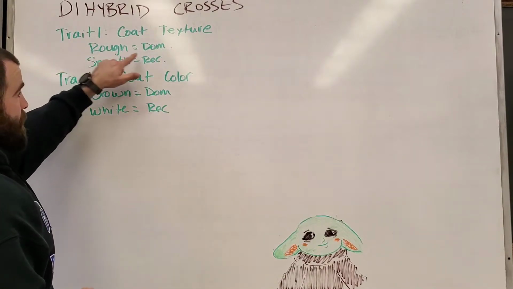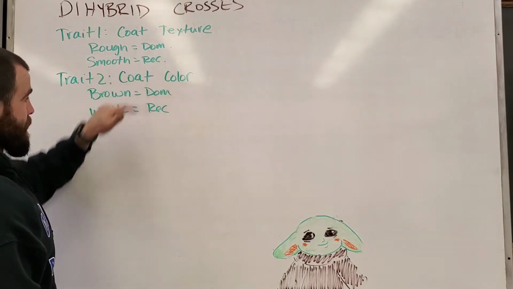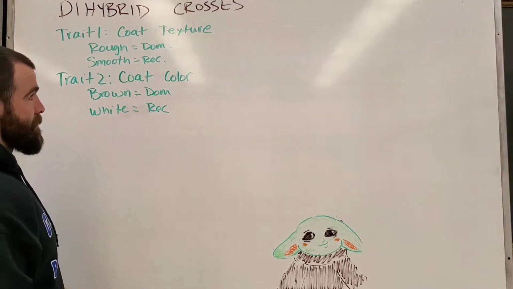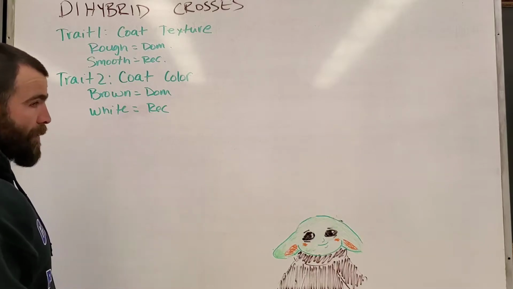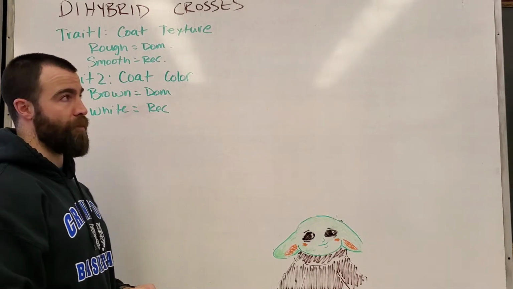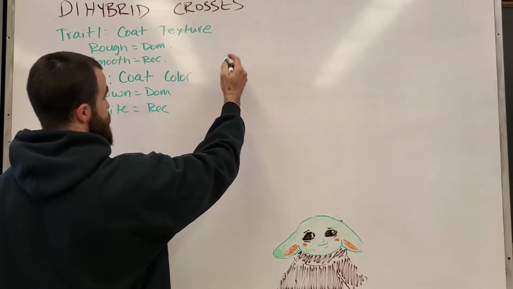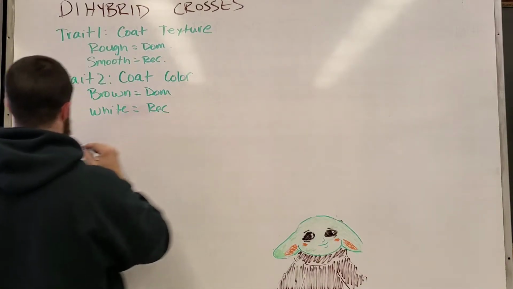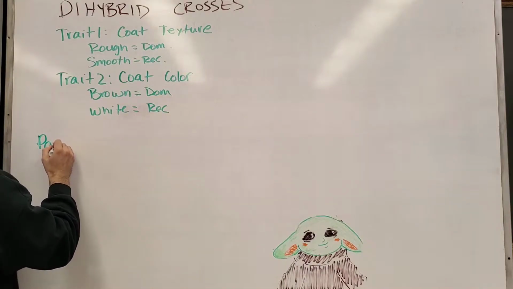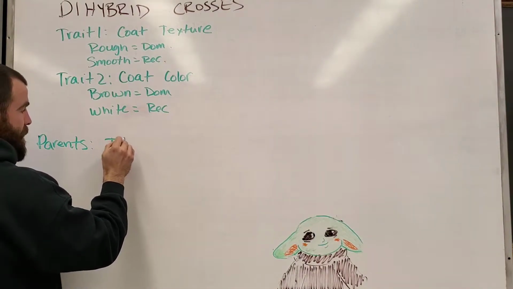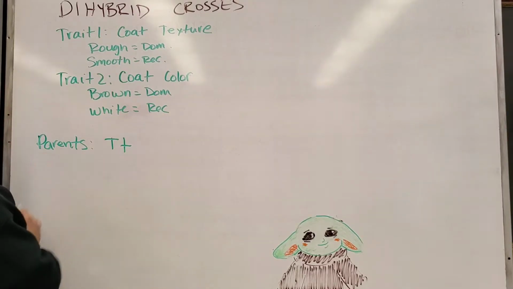So rough coat is dominant, smooth coat is recessive. Brown fur is dominant, white fur is recessive. So let's say we have two parents, both of whom are heterozygous for each trait. So for coat texture, we'll use T's. So the parents are big T, little t, because we said they're heterozygous for coat texture.